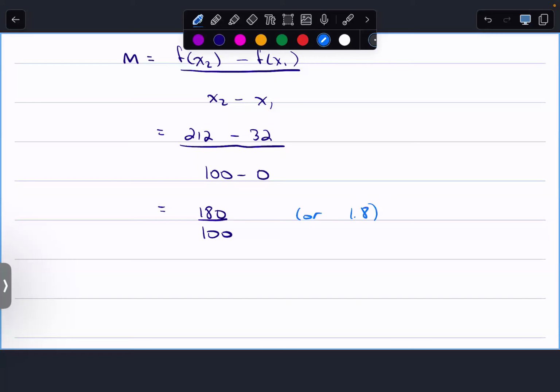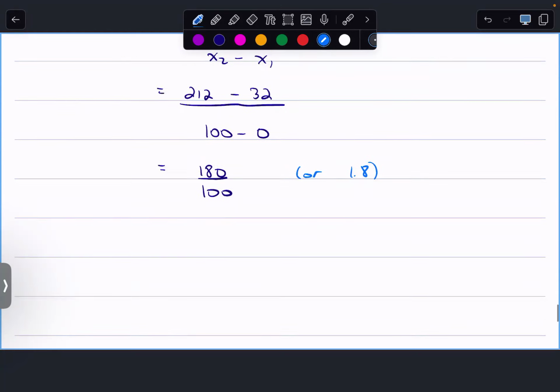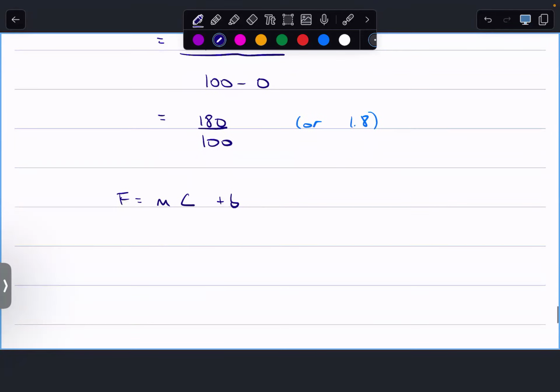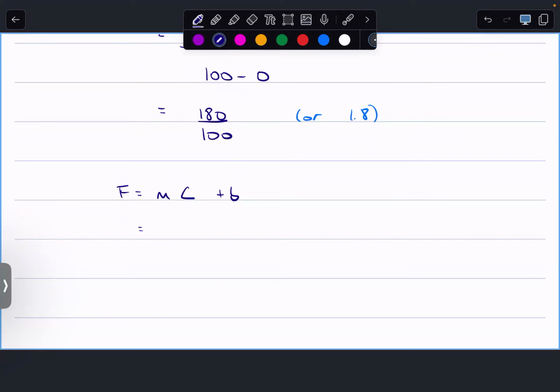Or 1.8. Because it rounds out to a nice clean decimal, like we were saying, you're allowed to use it. I'm going to keep the fractions just so we can work with some more fractions. But you could use the 1.8 safely here. So then I'm trying to find F is m times C plus b. And we found that 180 over 100 is my slope, plus b.